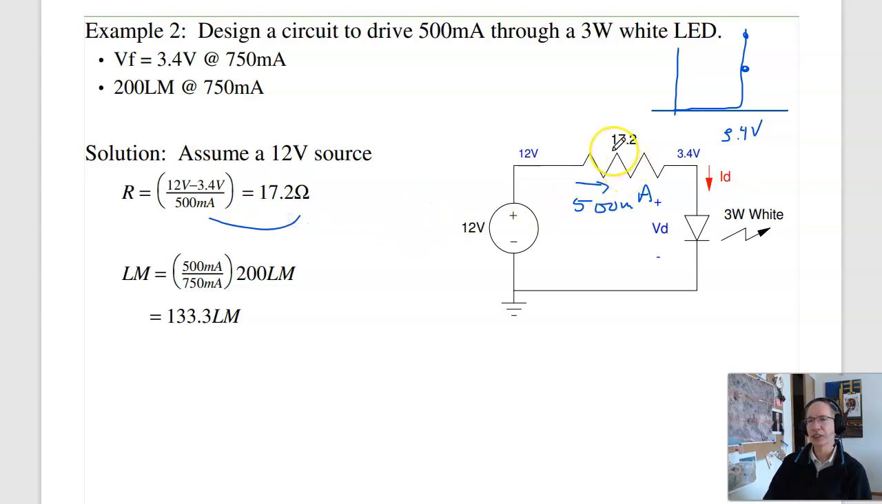And that's my design. The brightness is going to be proportional. 750 milliamps is 200 lumens, is this percentage of full current, that percentage of full brightness, 133 lumens.